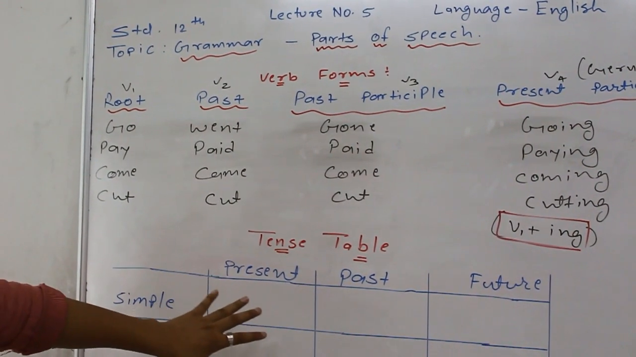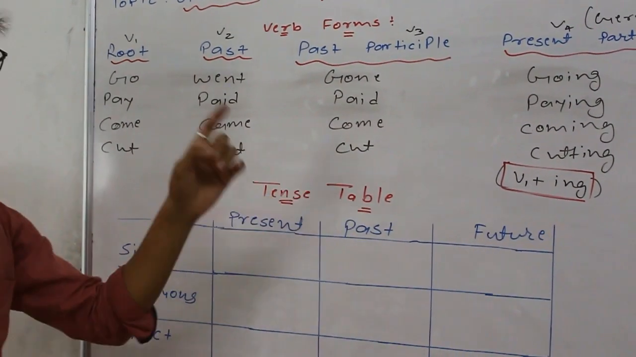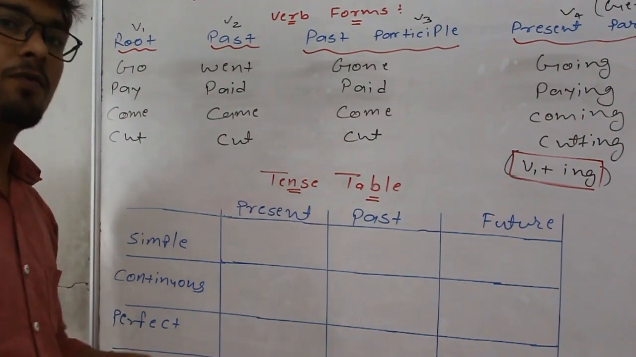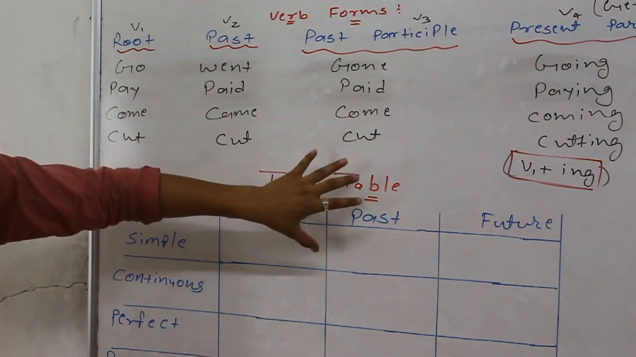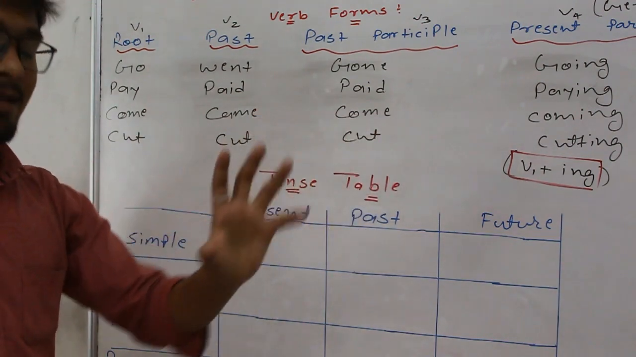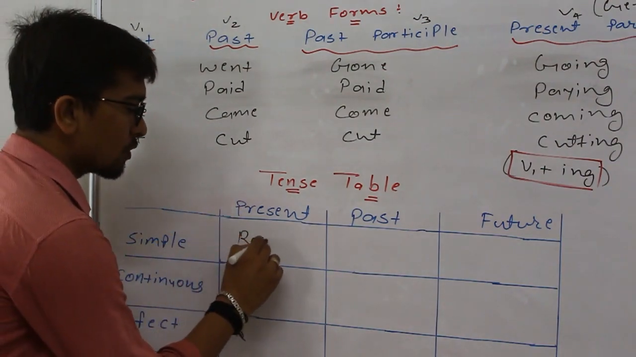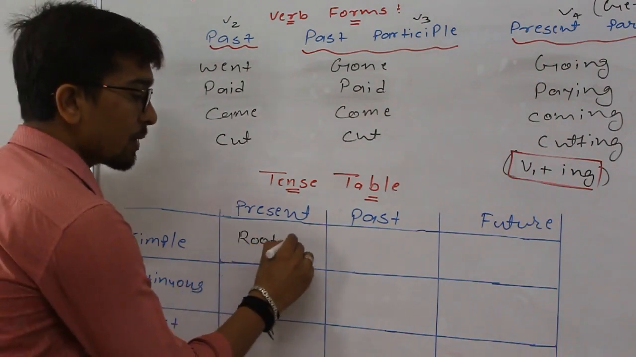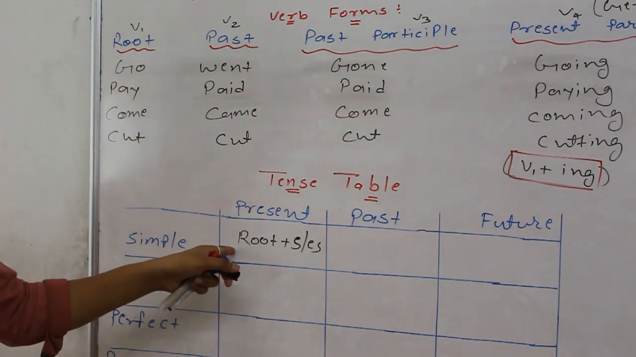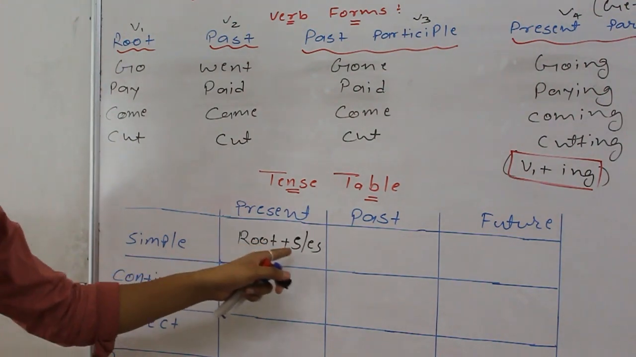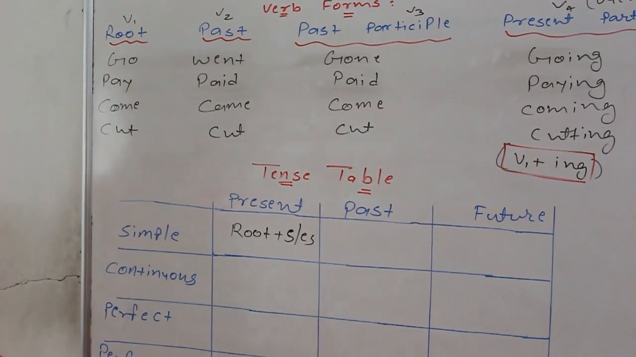So here I have a table for you. I will write each and everything. It is a really easy table. Apart from this, there is also one table based on tense, and you will have a complete idea of where to place the verb forms and how to construct a sentence. So in the simple present tense, we always use root. Sometimes we use root plus s or es. If it is an affirmative sentence, then we use root plus s or es. If it is negative, then we only use the root form with do or does.